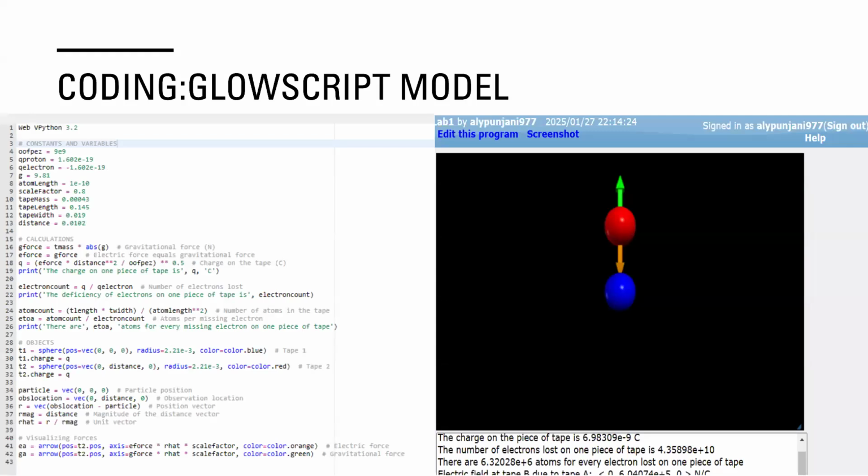Here's the GlowScript to model the force type. The red ball is the U tape, or tape A, and tape B is the blue ball. The force of gravity is shown with the orange arrow, and the green arrow is the electric force. As you can see, they're balanced out.